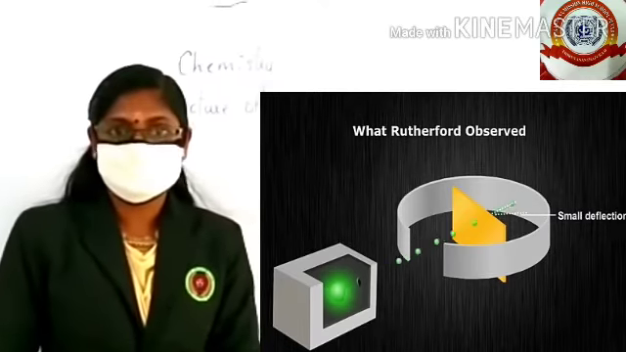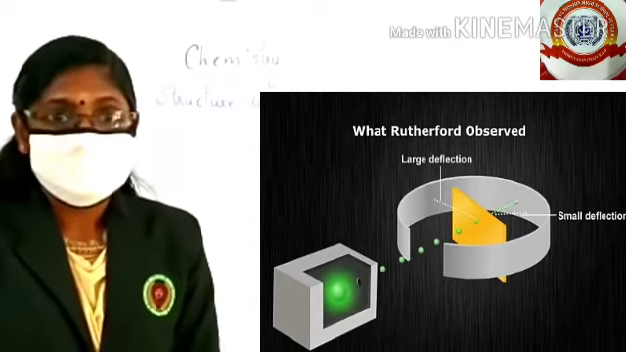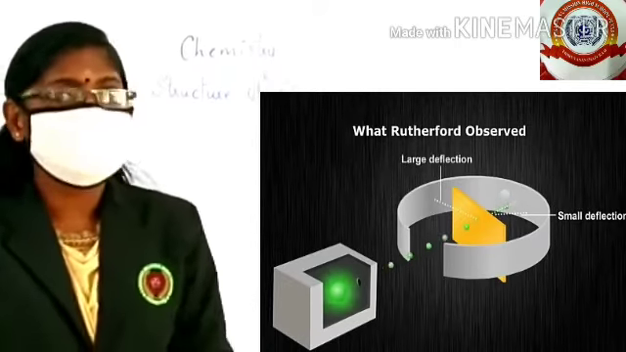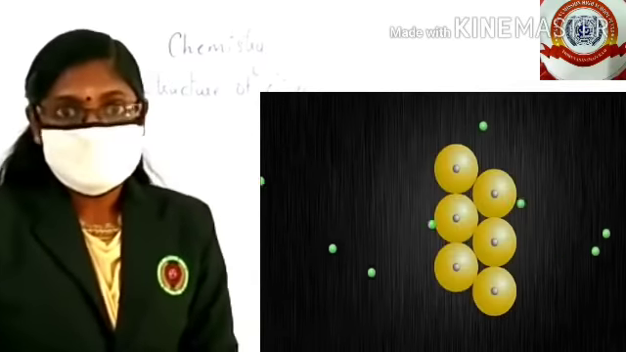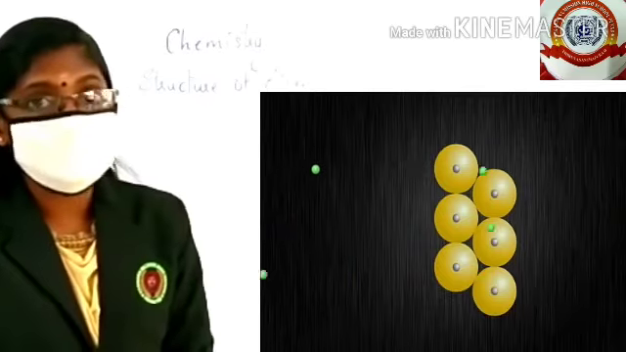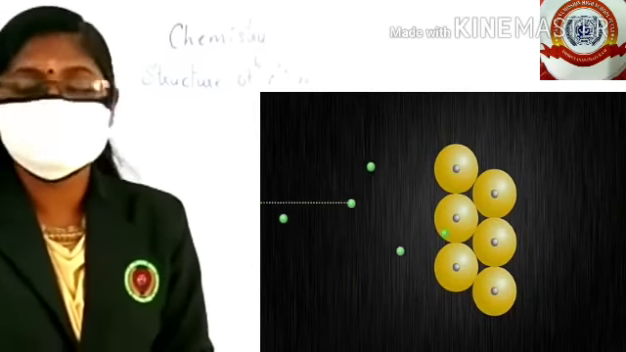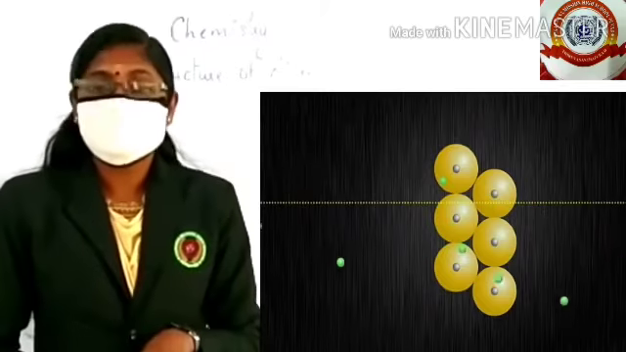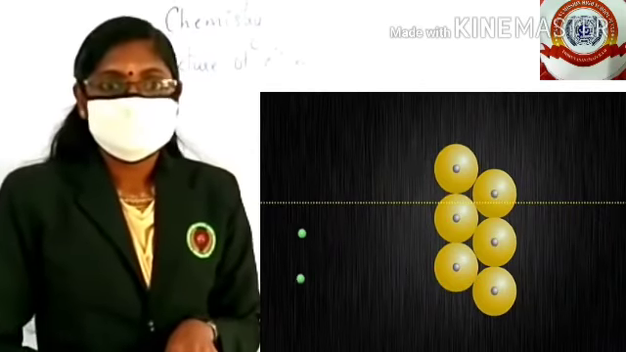1. Most of the alpha particles passed straight through the gold foil. 2. Some alpha particles got deflected by a small angle. And third point, some alpha particles got deflected by a large angle. Based on the observations, Rutherford made the following inferences from his gold foil experiment.